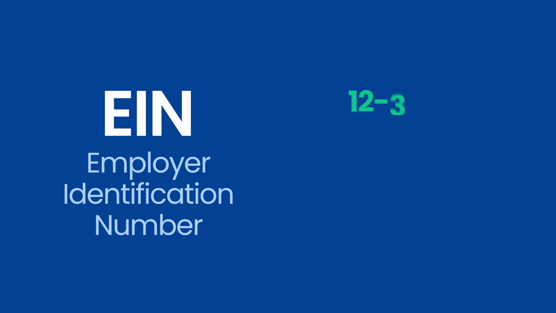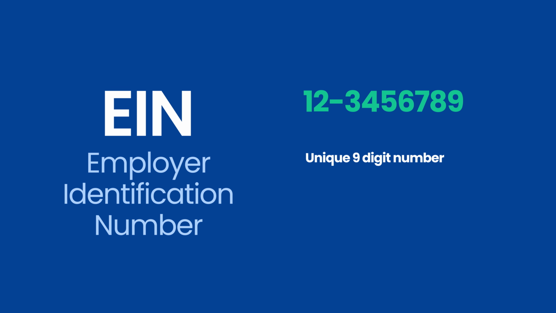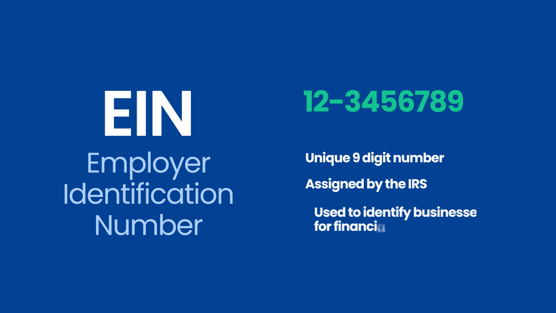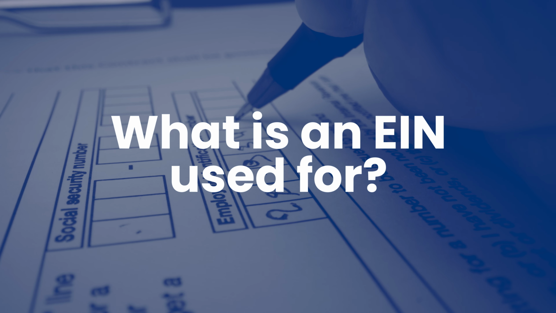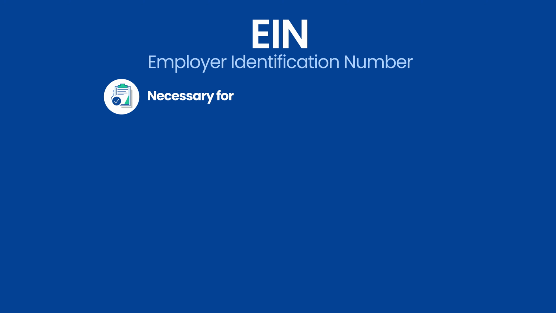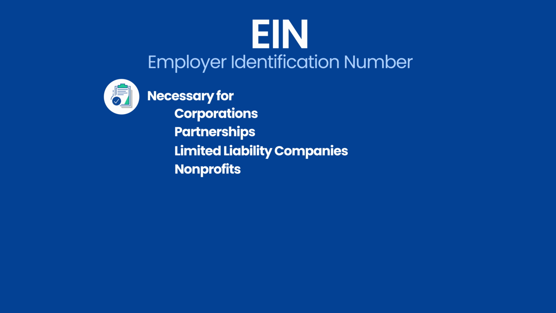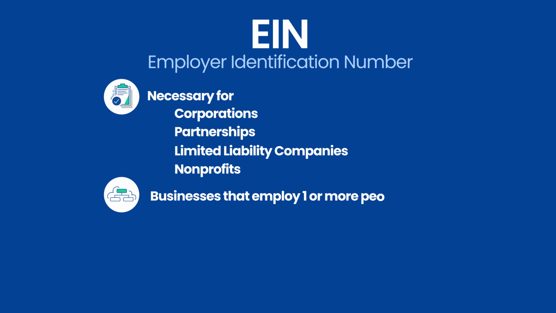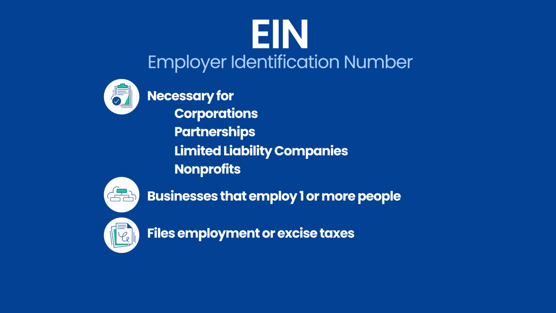An employer identification number is a unique 9-digit number the IRS assigns to business entities operating in the U.S. The number is used to identify a business for tax filing, for payroll management, for banking, and other financial transactions. While not all businesses require an EIN, it's usually necessary for corporations, for partnerships, for limited liability companies, and for nonprofits. The number is also required when a business employs one or more people or files employment or excise taxes. Additionally, most banks require an EIN to open a bank account.